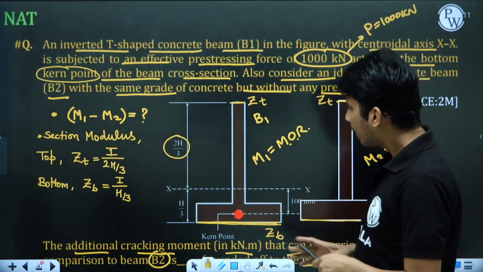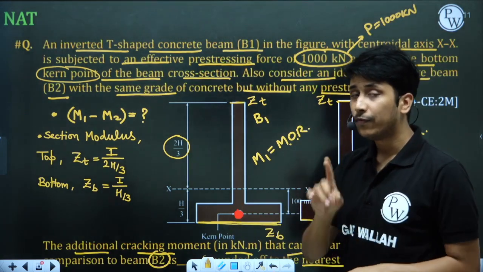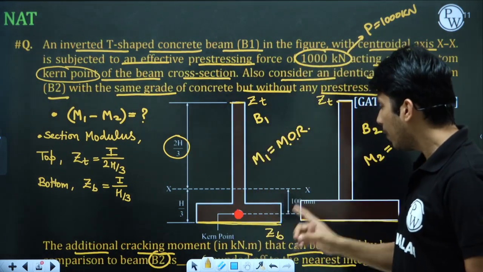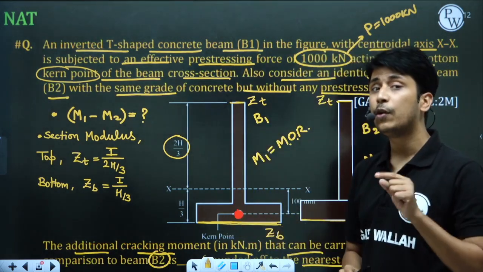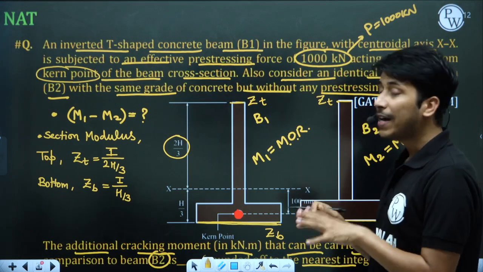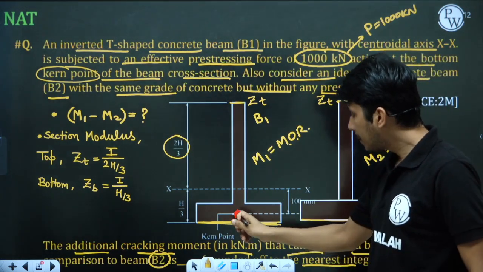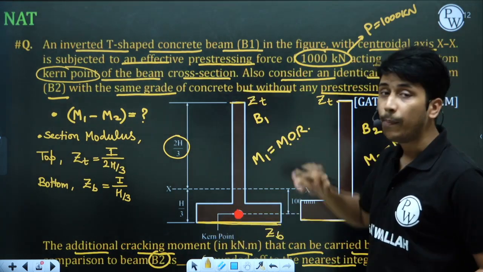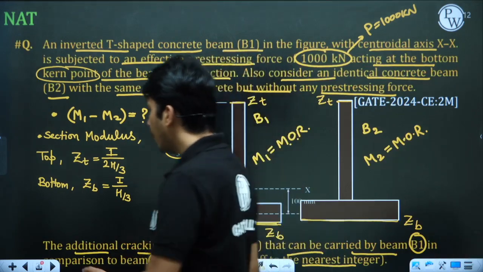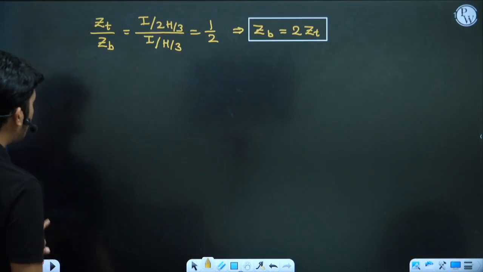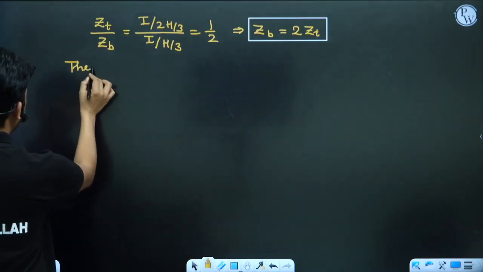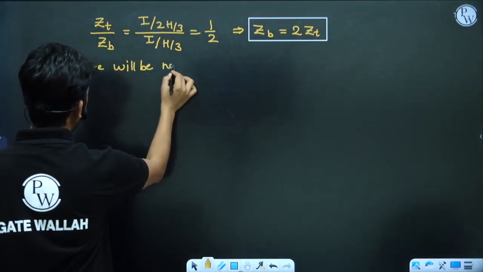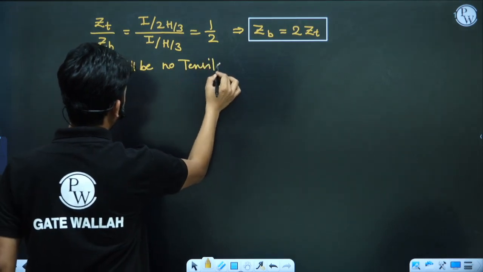So when we are applying the pre-stressing force only, not the moment, there will be no tensile stress in the section. So where can tensile stress develop? If we apply the pre-stressing force here, at the bottom compression will be applied, but at the top there will be tensile stress. So if the force is at the Kern point, there will be no tensile stress at top.